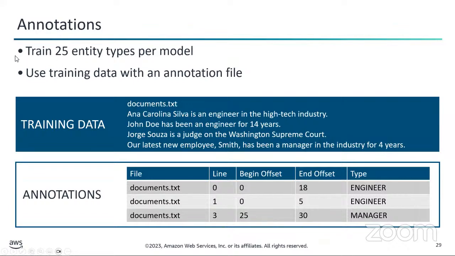So annotation trains 25 entity types per model. Use training data with an annotation file. So this is the training data in the file called documents.txt.